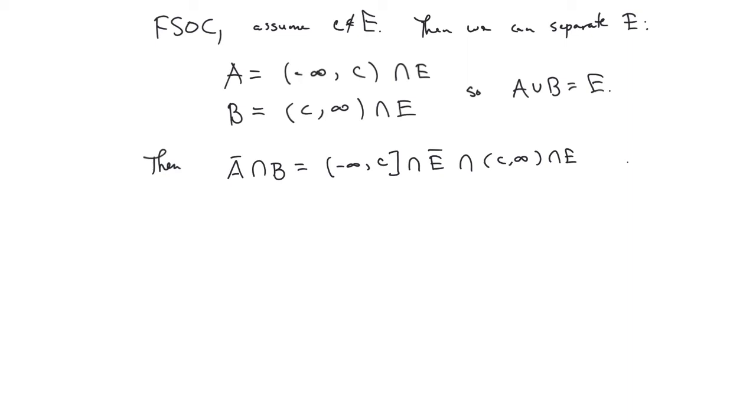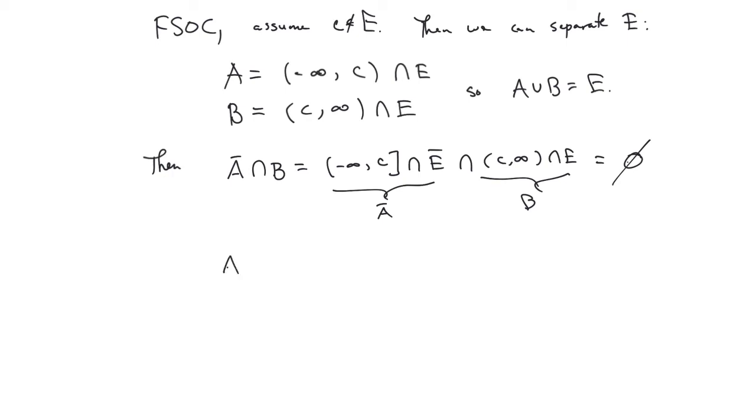B is just C to infinity intersect E. Anyway, this is empty. Now there's extra E's and E closures hanging out in there, but they don't really matter because the intersection of that first interval and the other interval is going to be empty. So if you further intersect with E and E bar, it doesn't matter. It's still empty. This is empty.